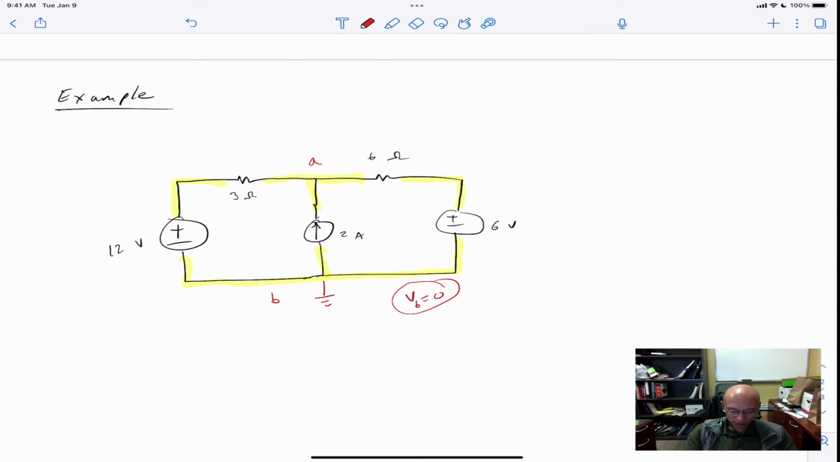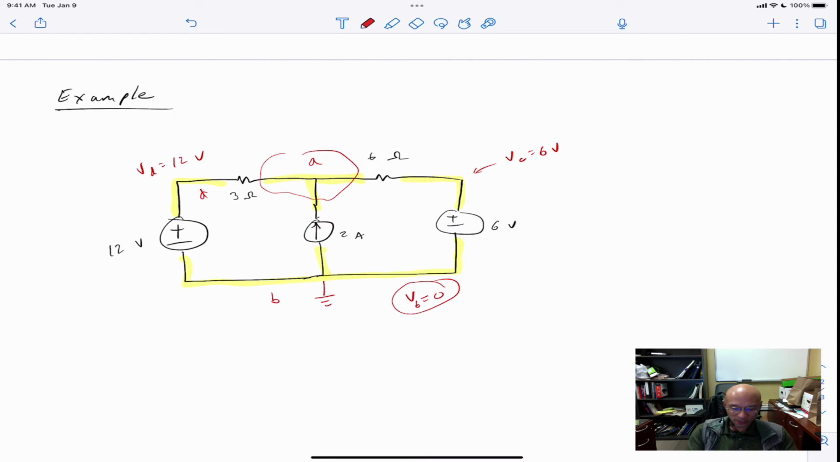A is unknown. We do point out the fact that we know this is, let's call it C, VC, 6 volts. We call this one D, then we have VD, 12 volts. So we just have one unknown extraordinary node. So that's the one variable that we want. So we have one variable, we need one equation to solve it.